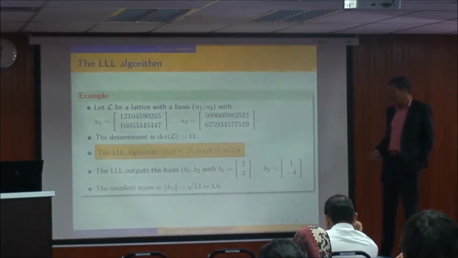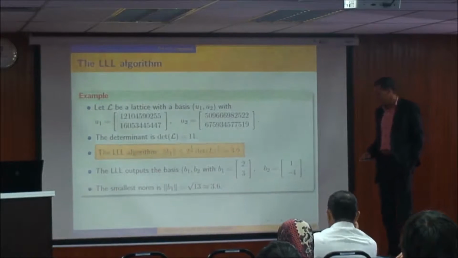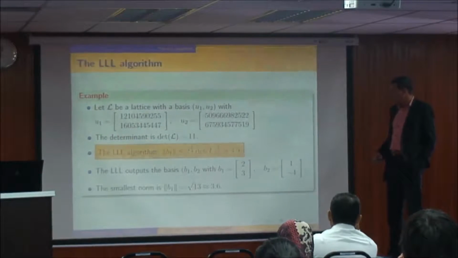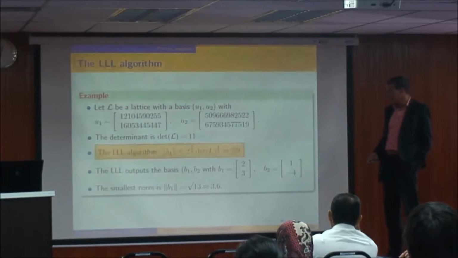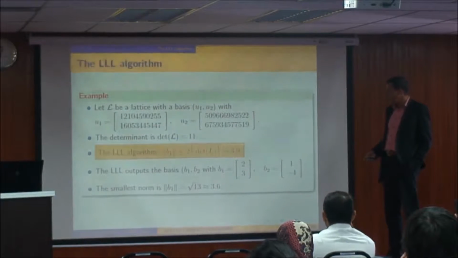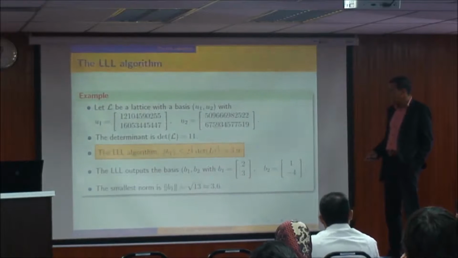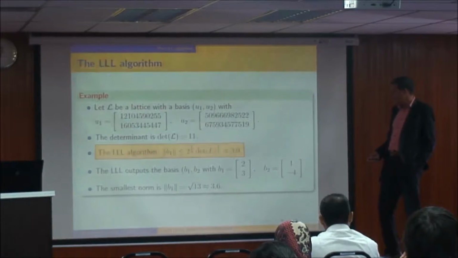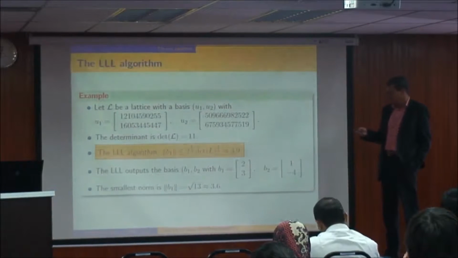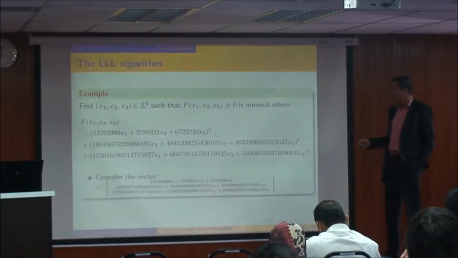So the LLL algorithm outputs basis B1, B2. This is B1 and this is B2, and you can find that the smallest norm is B1, approximately 3.6, and the theoretical result is 3.9. So the LLL algorithm is very efficient, for example, for solving some problems like this.